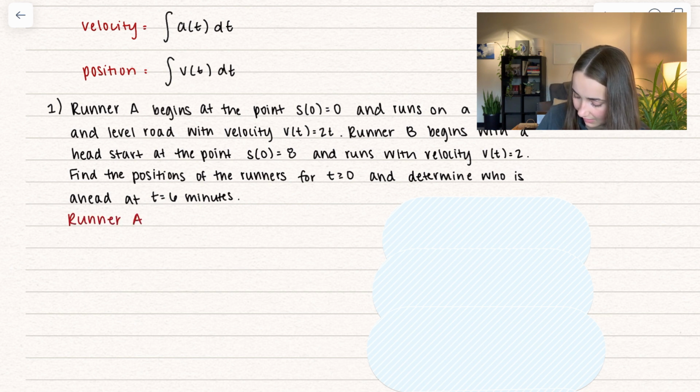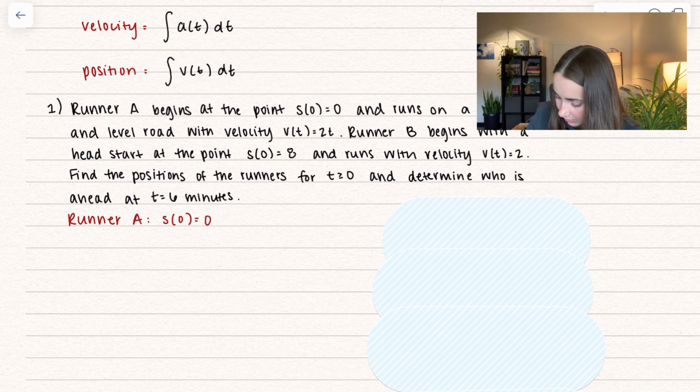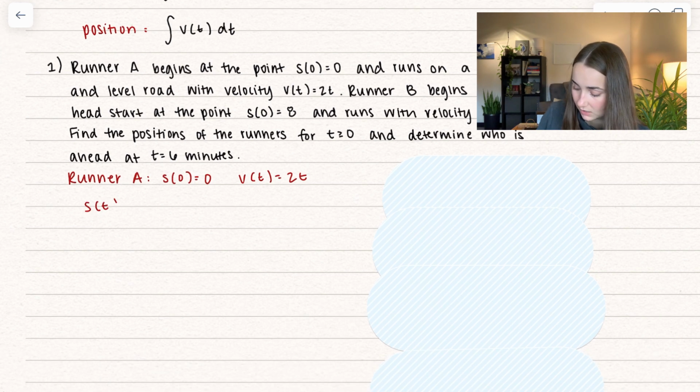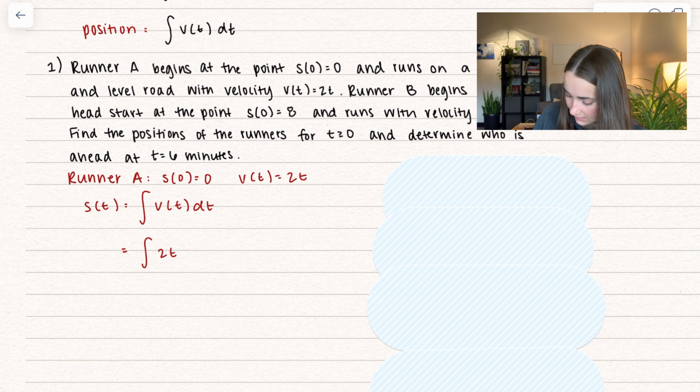Let's go ahead and talk about runner A, and let's write down their important information. The first thing is that they start at 0 at 0. And we also have that their velocity is equal to 2t. So we want to go ahead and find the position equation for this runner. So in order to get to position, s of t, we need to go ahead and integrate our velocity function in terms of time. So when we plug that in, we're going to integrate 2t dt.